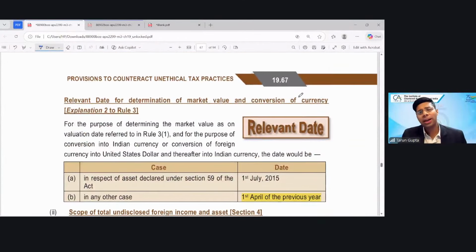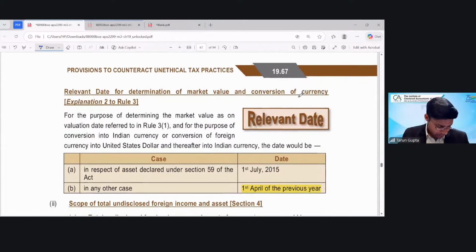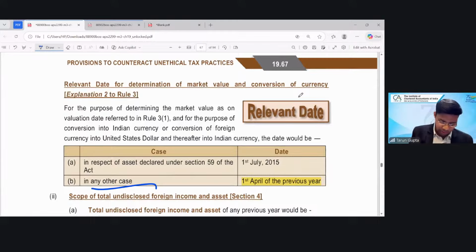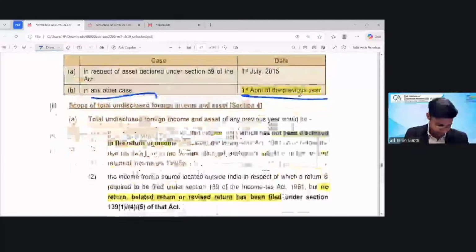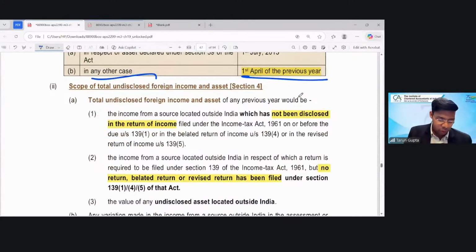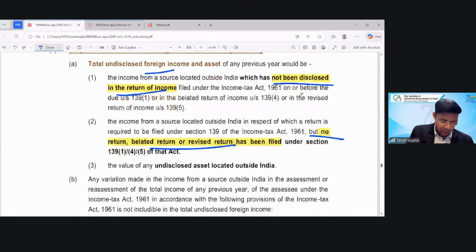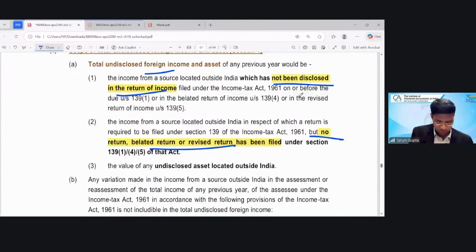So a small act, but a very interesting act. Valuation date means the first day of the previous year. Undisclosed income means the income which has not been disclosed in the return or no return has been furnished. Undisclosed asset means the asset not disclosed. Purchase, you cannot explain the source.